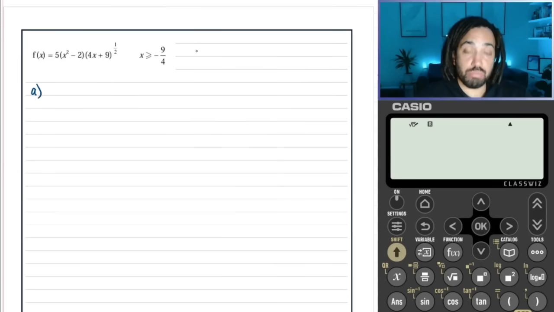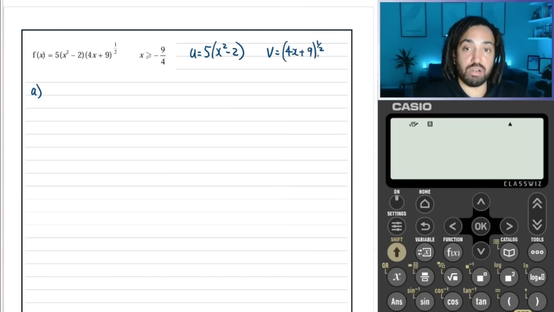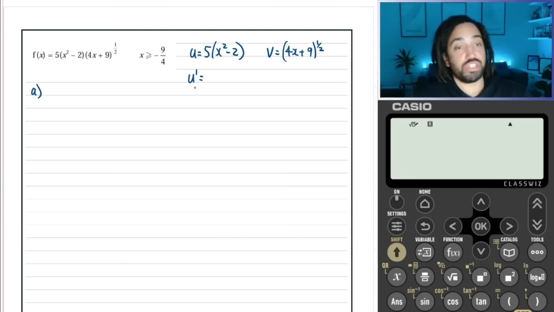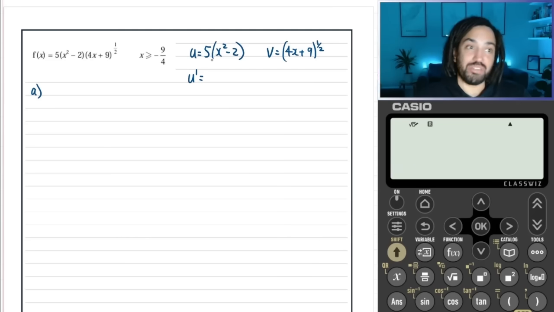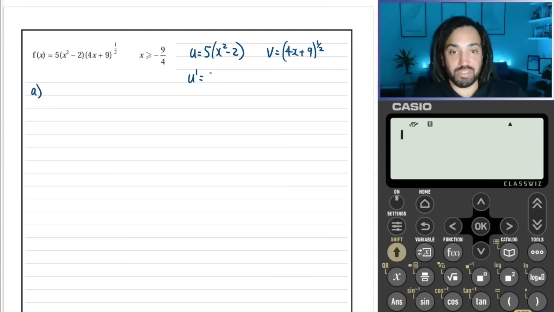And before we do so, because it's a product rule, we're going to write u is equal to 5 lots of x squared minus 2. And we're going to write v is equal to (4x plus 9) to the power of a half. That way we can use the product rule. So when we differentiate u, let's just forget about the 5. What would it differentiate to without the 5? It will be 2x, and then the -2 would differentiate to 0. So it'll be 2x, but then let's not forget about the 5. Let's times by the 5. So 2x times 5 is 10x.